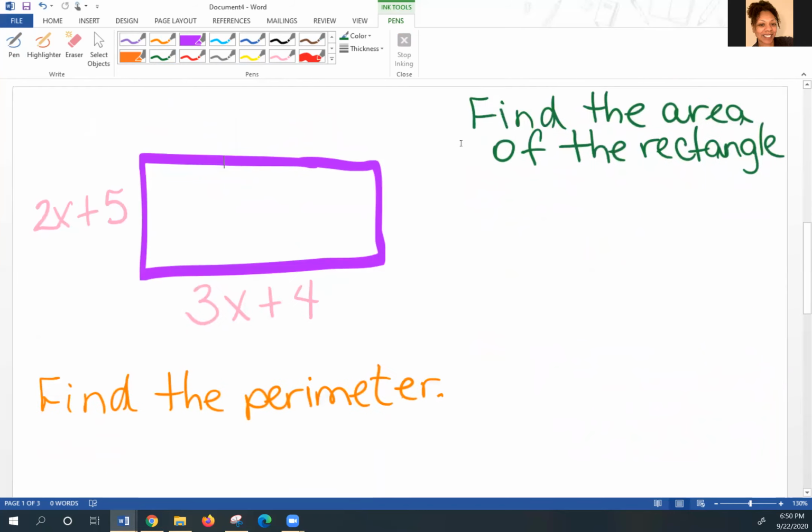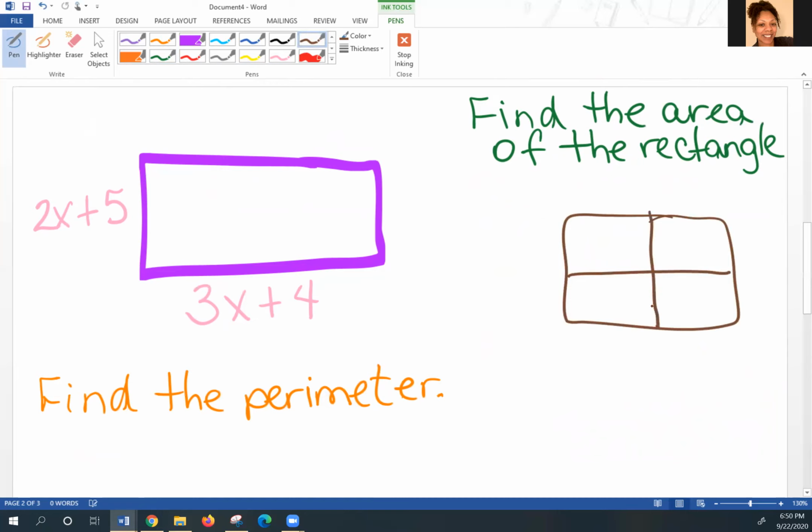Now on this one, you still have a rectangle, but it's presented a little differently. This time it doesn't have it broken apart. It actually shows you the operation of the plus sign that's in between them. But you're going to do the same thing. So you're going to set up your box, or you can just use your distributive method. I prefer the box. That's why I use the box.